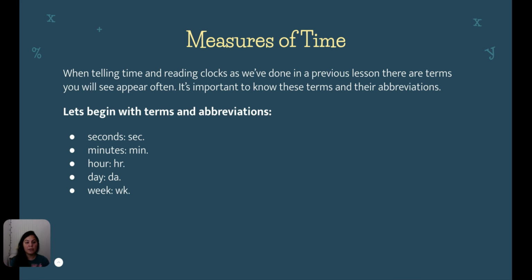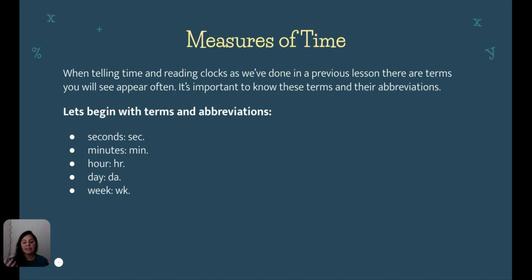So measures of time. When telling time and reading clocks, as we've done in a previous lesson, there are terms you will see appear often. It's important to know these terms and their abbreviations. So when you're in your math sheets or reading a math book, you're going to see terms and you're going to see abbreviations, and it's important for you to know which is which, because if not, how can you answer these questions? So let's begin with terms and abbreviations.